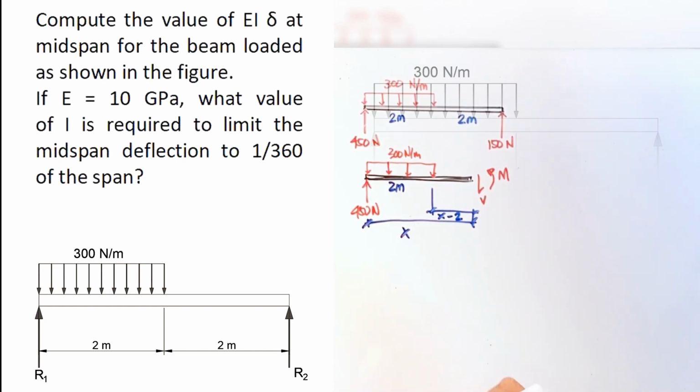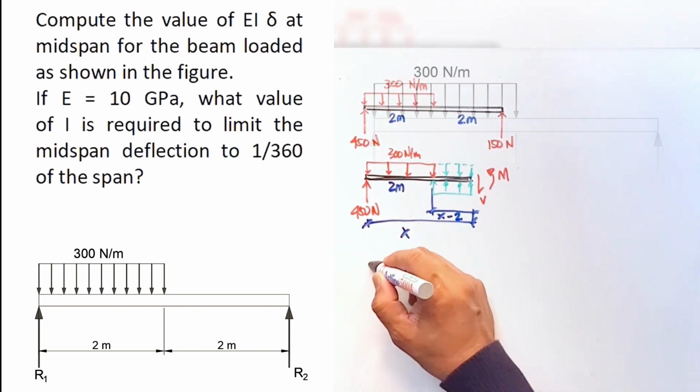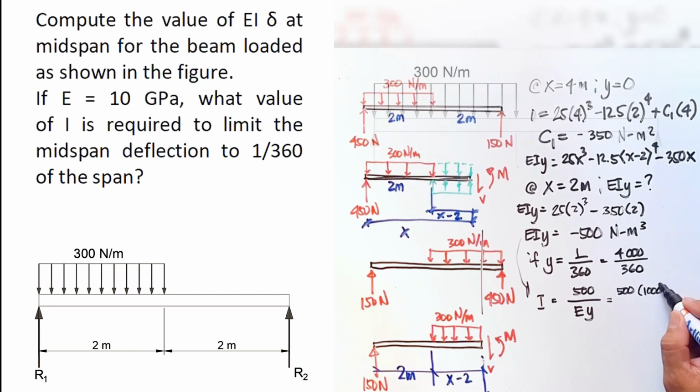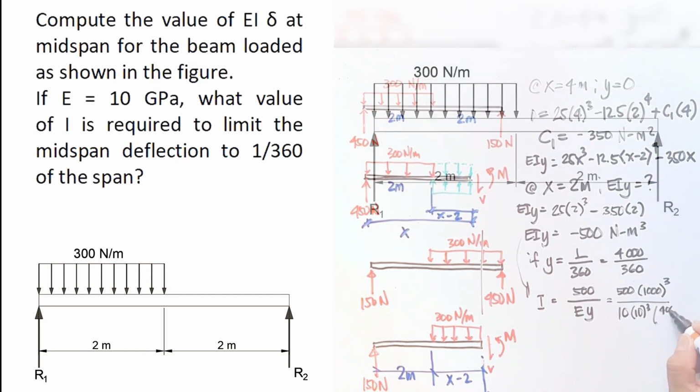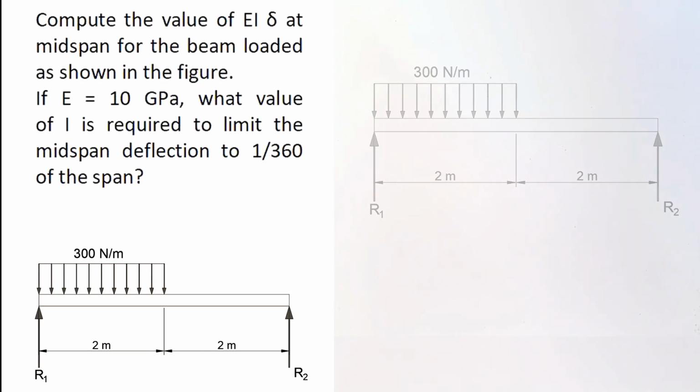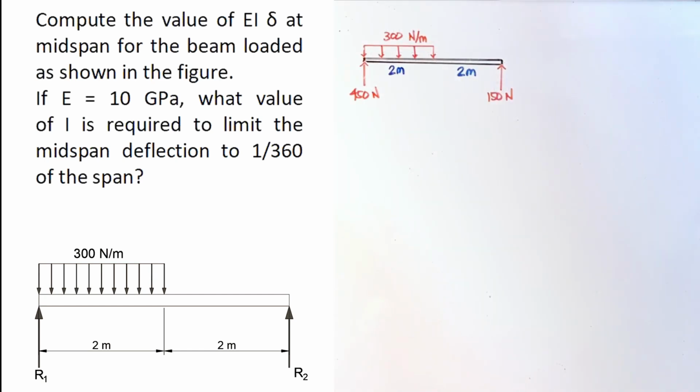Compute the value of EIY at midspan for the beam loaded as shown. If modulus of elasticity is 10 gigapascal, what value of I is required to limit the midspan deflection to 1 over 360 of the span? So here I have solved already the reactions. R1, or the left reaction, is 450 and the right reaction is 150 newtons.